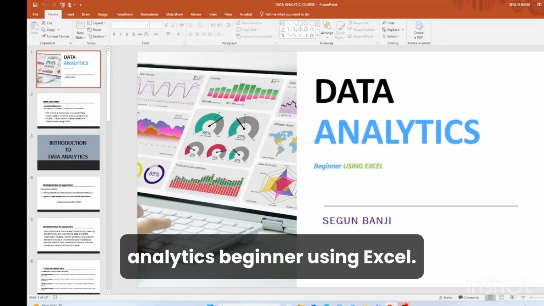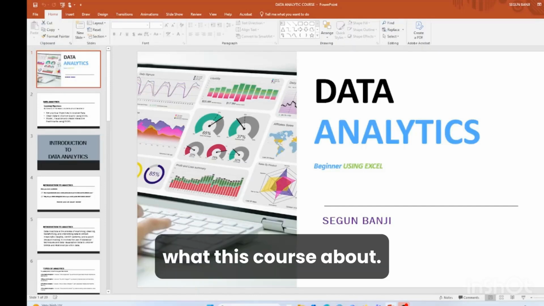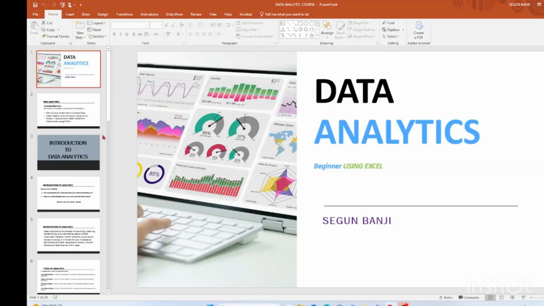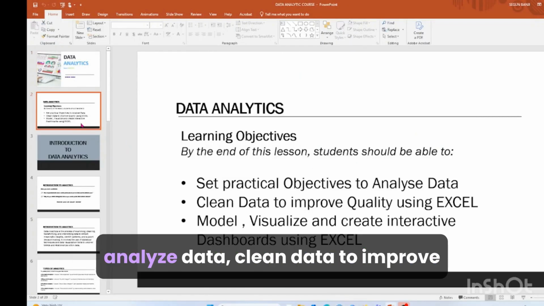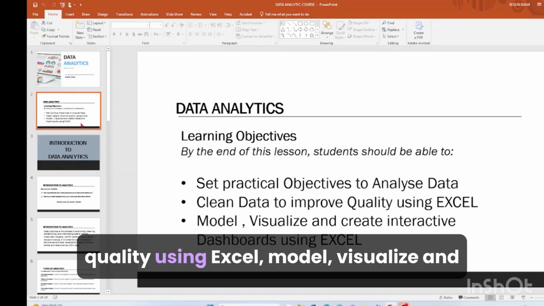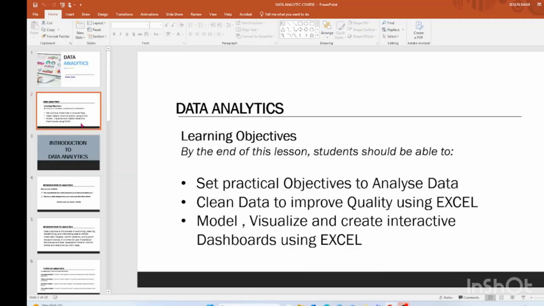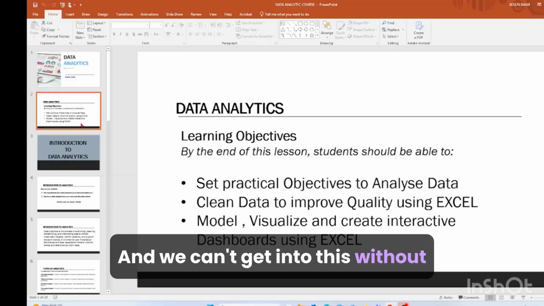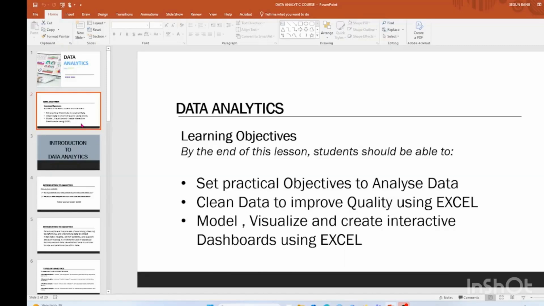Analytics for beginners using Excel. Before you could go into Excel, you must understand what this course is all about. This course will set practical objectives to analyze data, clean data to improve quality using Excel, model, visualize, and create interactive dashboards using Excel.